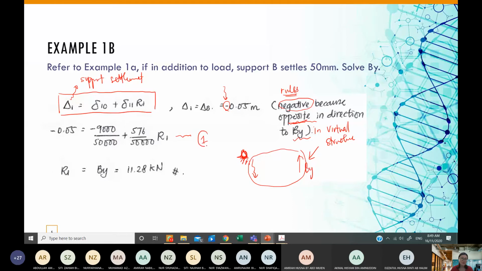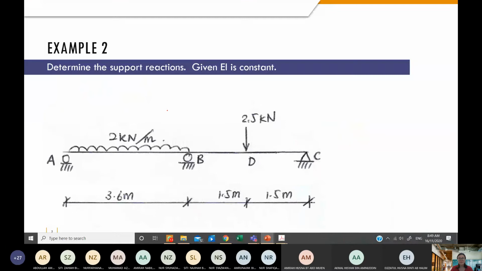Okay, this equation 1. Now you can see that the BY is 11. Just now it was 15 kilonewton. Due to this support settlement, it becomes 11. Okay. So any questions, class?